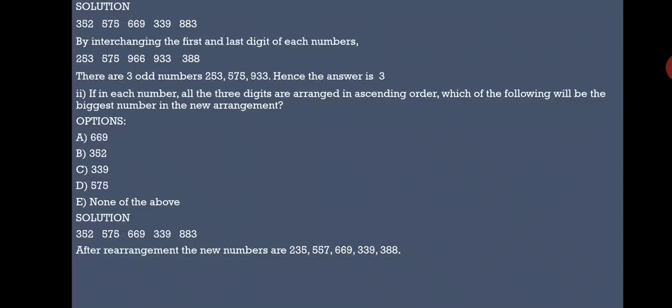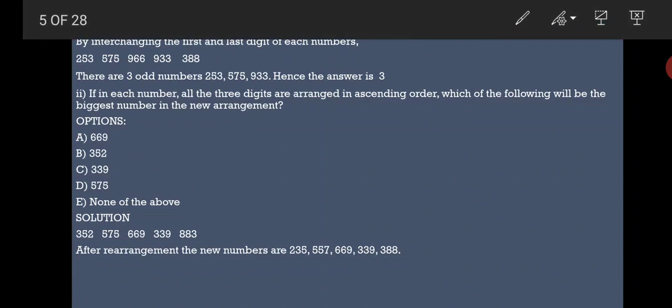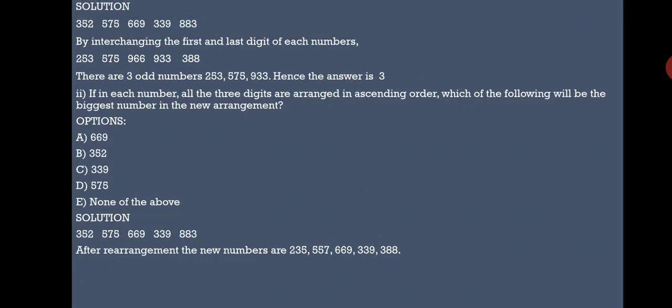So after interchanging the first and last digits, the series would appear as: 352 can be written as 253, 575 can be written as 575, 669 can be written as 966 and 339 can be written as 933. Similarly, all the numbers have their first and last digits replaced. So after rearrangement, there are 3 odd numbers in the series, right? 253, 575 and 933 are the 3 odd numbers.